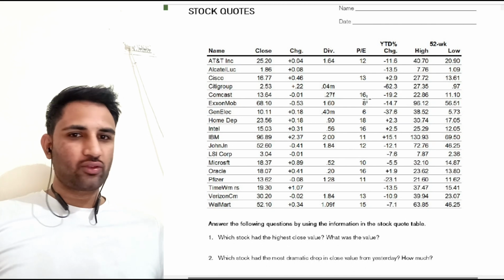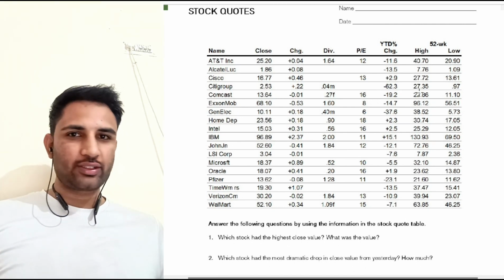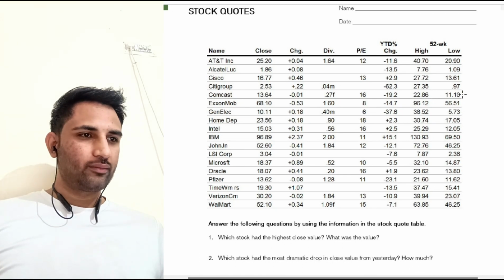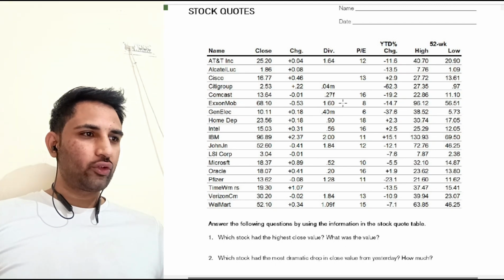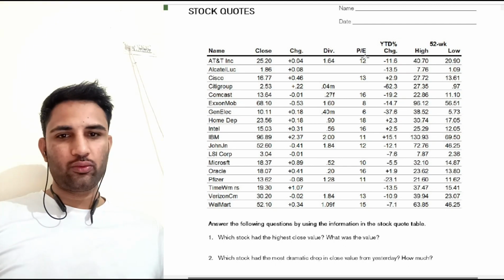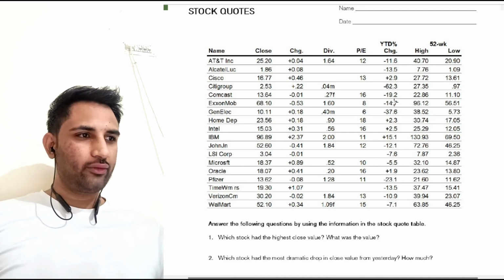Next one is ExxonMobil. The closing price for ExxonMobil was 68.1. The change is negative 0.53. Dividend is 1.6. Profit earning ratio is 8. Year to date change is minus 14.7 percentage. The 52-week high and low were 96.12 and 56.51.